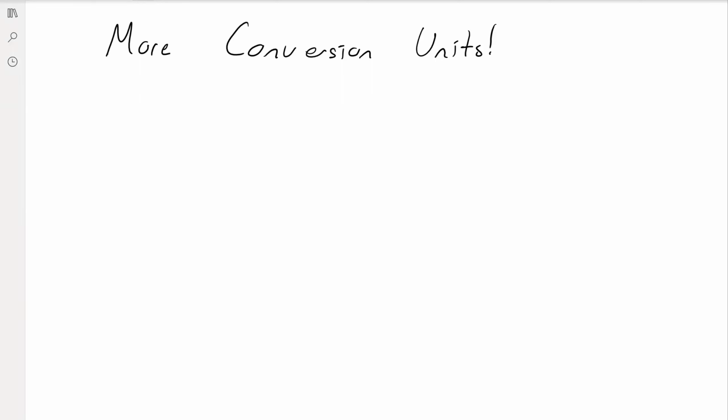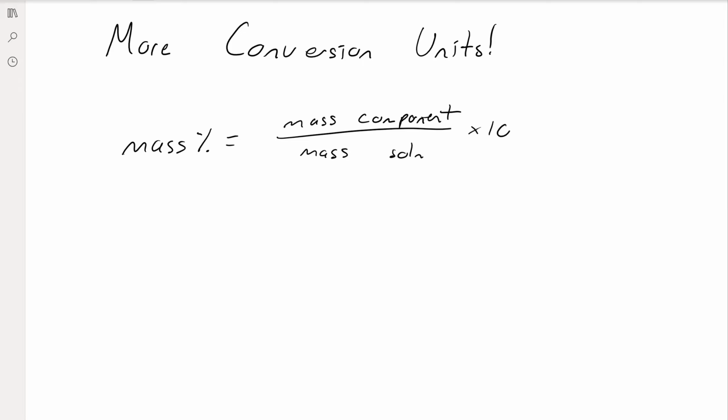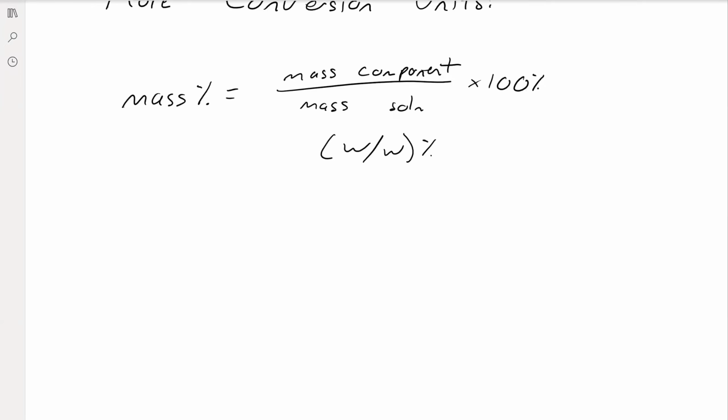All right, so we've got even more conversion units, but again, as long as you have a good foundation, none of this should be too bad. So this next one up is mass percent. Mass percent means the mass of the component over the total mass, or in the case of solutions, the mass of the solution. And then we multiply it by 100%. This is also sometimes known as weight by weight, so W/W percent, because you're taking both masses.